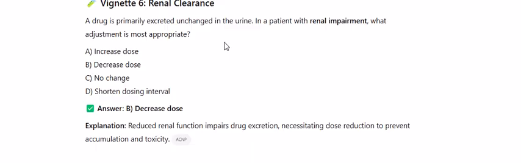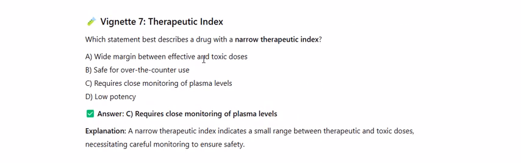Vignette 7. Therapeutic index. Which statement best describes a drug with a narrow therapeutic index? A. Wide margin between effective and toxic doses. B. Safe for over-the-counter use. C. Requires close monitoring of plasma levels. D. Low potency. Answer: C. Requires close monitoring of plasma levels. Explanation: a narrow therapeutic index indicates a small range between therapeutic and toxic doses, necessitating careful monitoring to ensure safety.